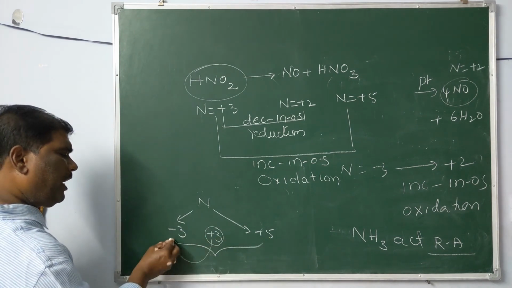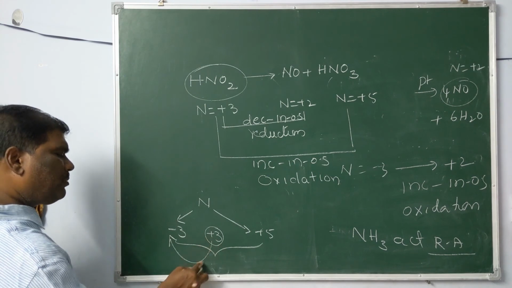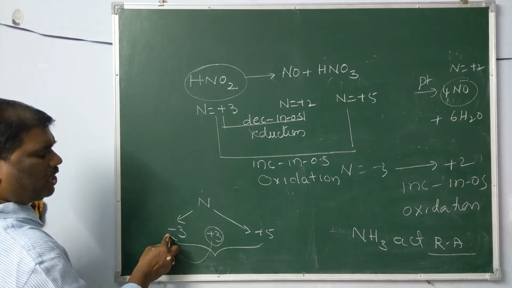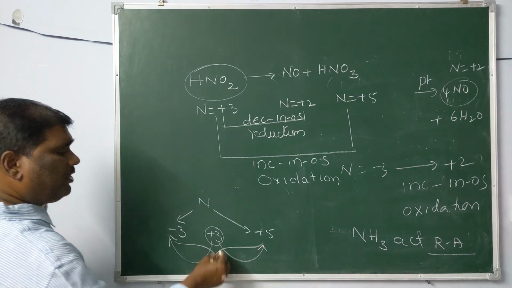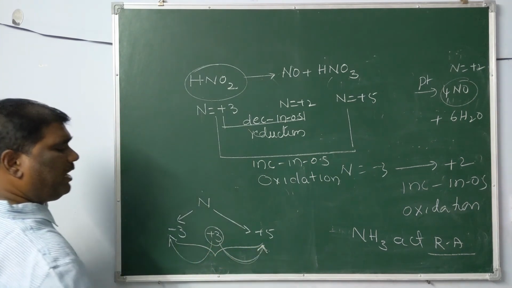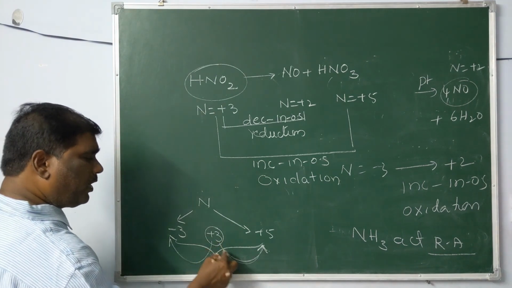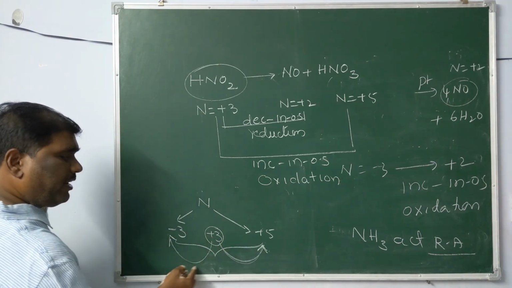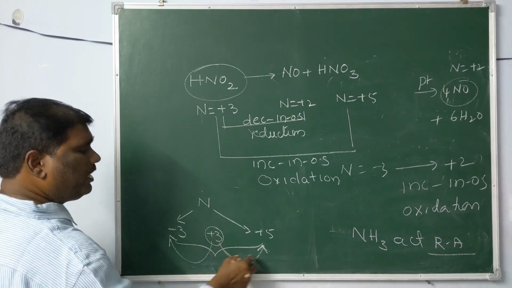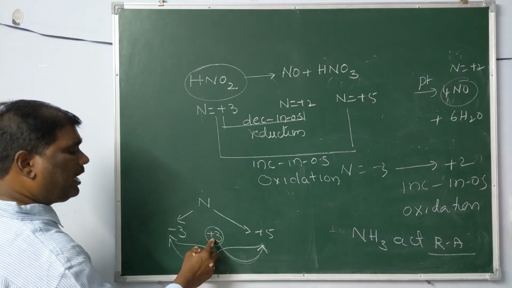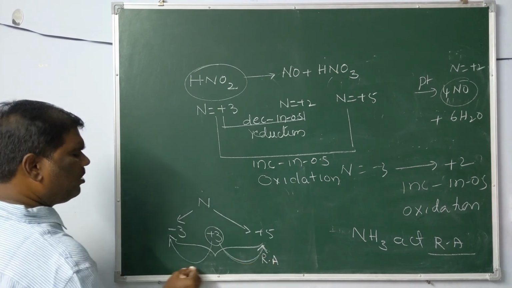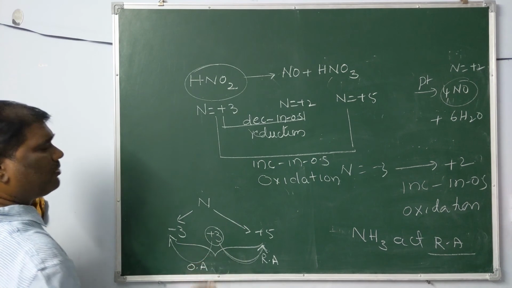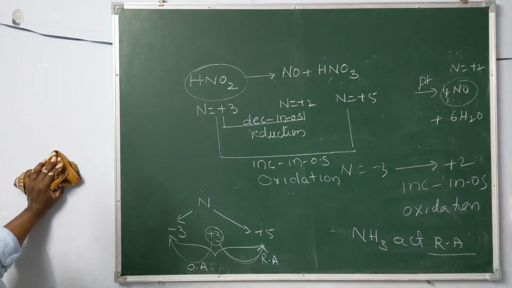There is possibility to decrease, possibility to undergo reduction. There is possibility to increase its oxidation state, possibility to undergo oxidation. Thus, it can participate in oxidation as well as reduction. It undergoes disproportionation, or it acts as reducing agent as well as oxidizing agent. That's why I say the species with intermediate oxidation state.